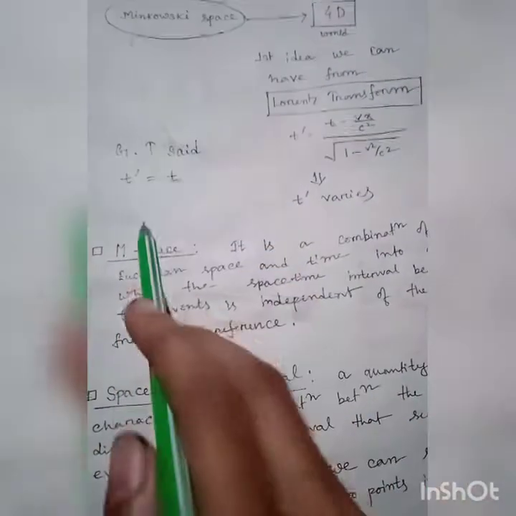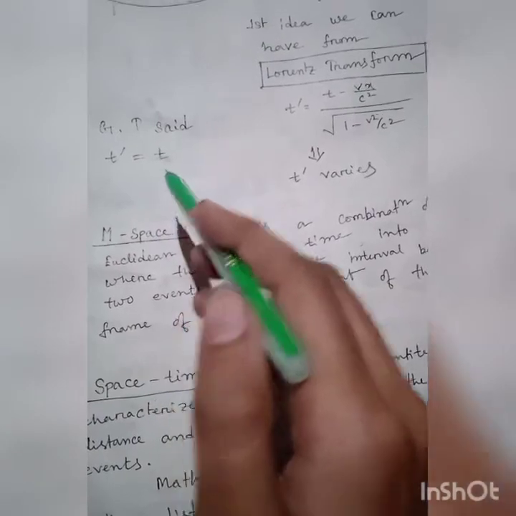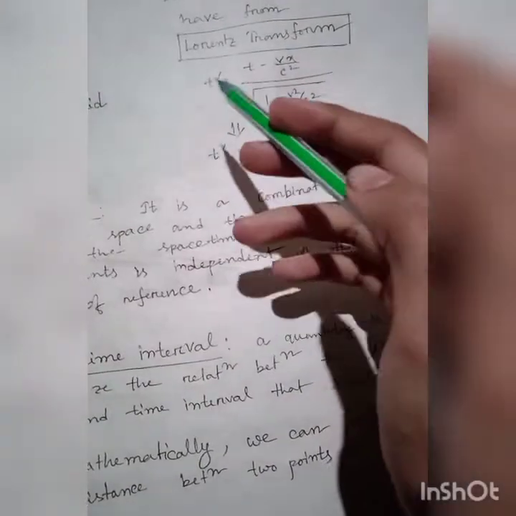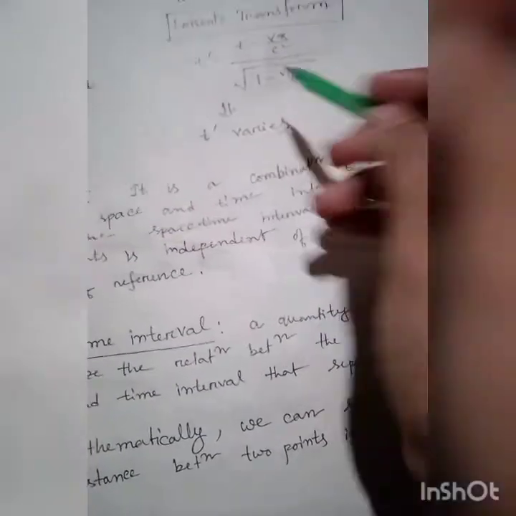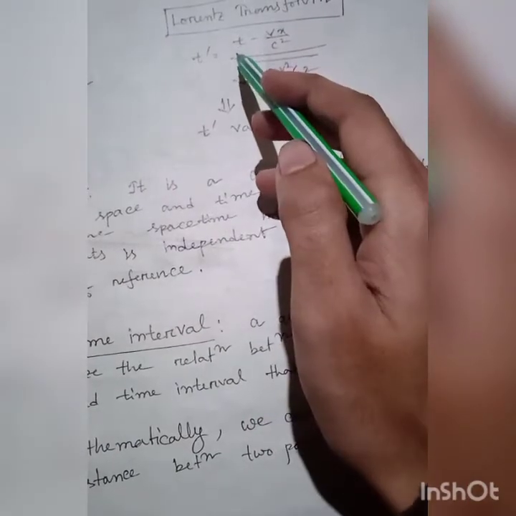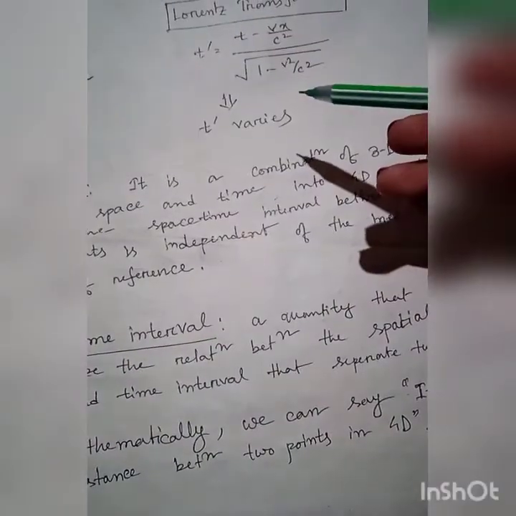Before, we know from the Galilean transformation, T dash is equal to T. But when we came to know about the Lorentz transformation, we know that T dash is related to T, where T dash is the time in the S prime frame and T is the time in the S frame. So T dash varies.